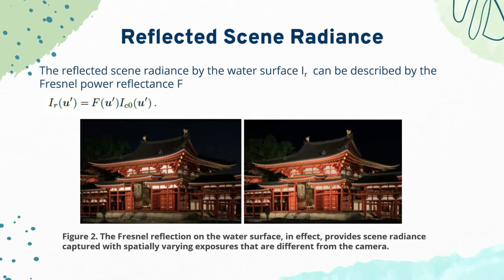Reflected scene radiance by the water surface IR can be described by the Fresnel power reflectance F with the formula below. And Figure 2 also shows that the Fresnel reflection on the water surface in effect provides scene radiance captured with spatially varying exposures that are different from the camera. By combining these two radiance exposures, we construct a high dynamic range appearance of the scene on the right, which reveals scene details in saturated regions in the original direct view on the left.